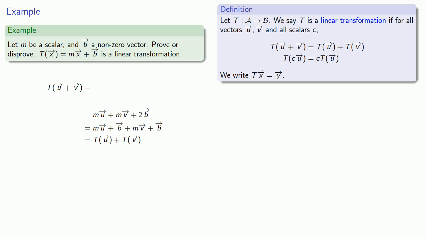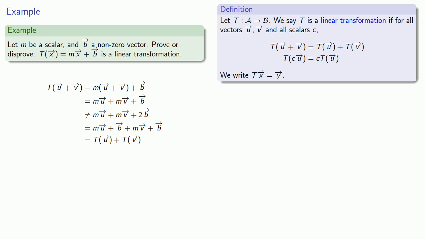So we'll apply our transformation to the vector sum u plus v, and that's going to be m times (u plus v) plus b. And rearranging things a little bit, that's mu plus mv plus b. And that's equal to mu plus mv plus 2b? Wait a minute. We in fact have an inequality here.